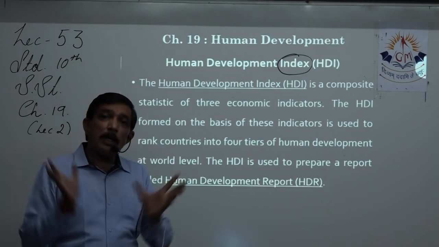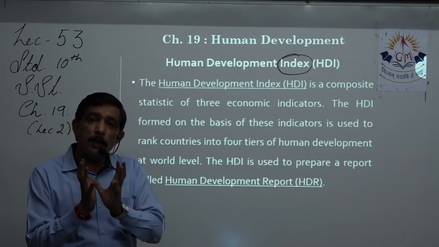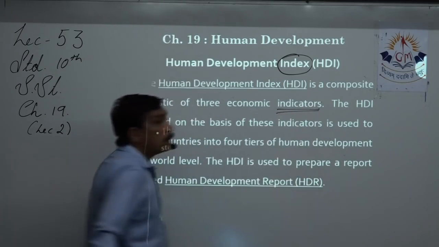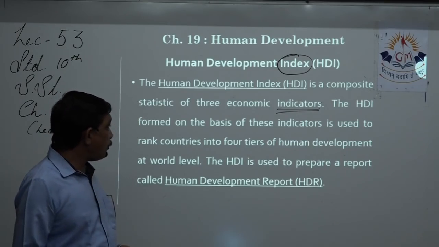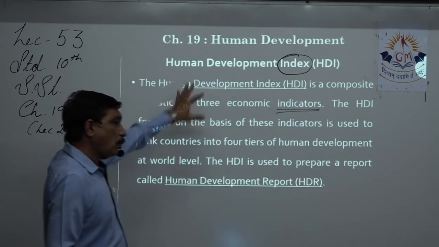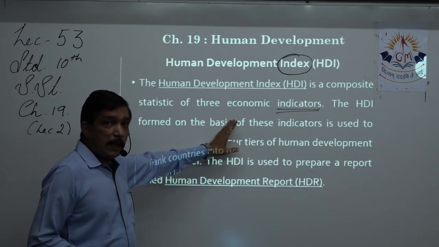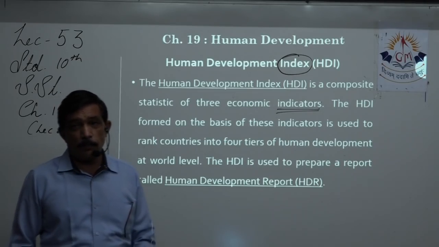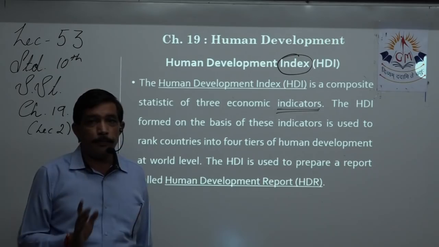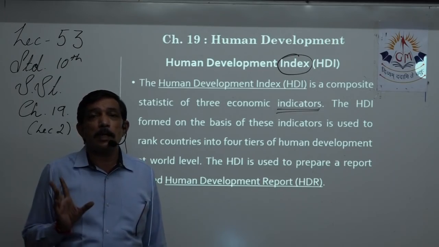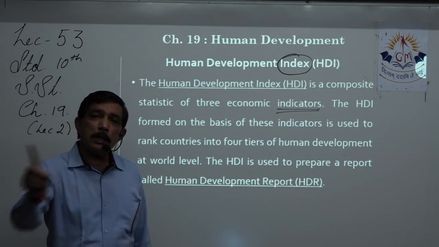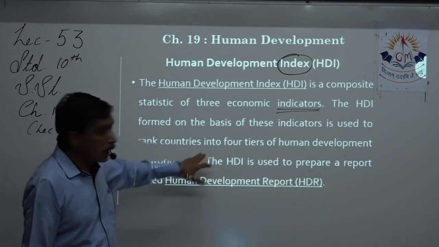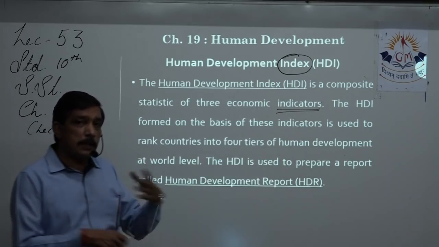Then whatever numbers we have, we arrange them so that we can come to a successful conclusion of three economic indicators. This word is very, very important: three economic indicators. The HDI is formed on the basis of these indicators, that means we put all of those indicators, we give numbers to them, and then we come to a conclusion. So the HDI formed on the basis of these indicators is used to rank countries. Now all the countries are ranked on the same method, so that there is no difference in the ranking of any country. All the countries are looked at with the help of the same indicators. We'll understand what indicators are, what an index is, and how HDI is formed.